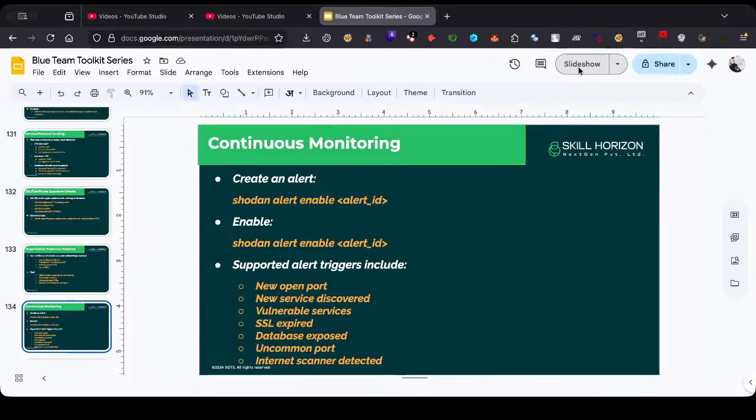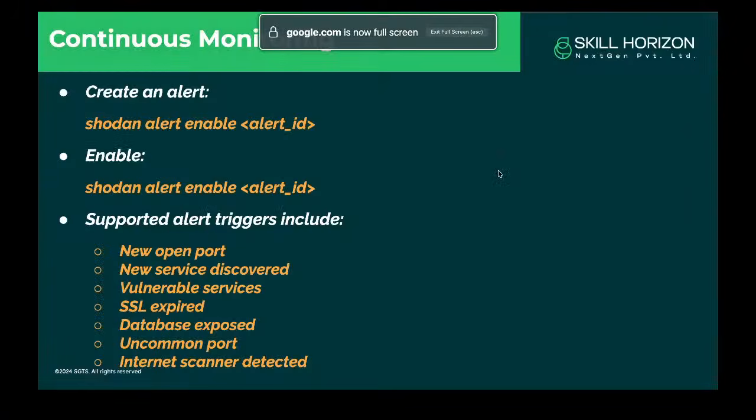There are some more options that you can use with the help of Shodan CLI. So basically, Shodan is also useful for creating an alert. So that's how you can enable it. Shodan alert enable and then your alert ID, right? So particularly you can use Shodan for monitoring purpose also. So Shodan will continuously monitor your IP, and then if something triggers, like some ports are exposed, some services are exposed, then you will get the alert, right?